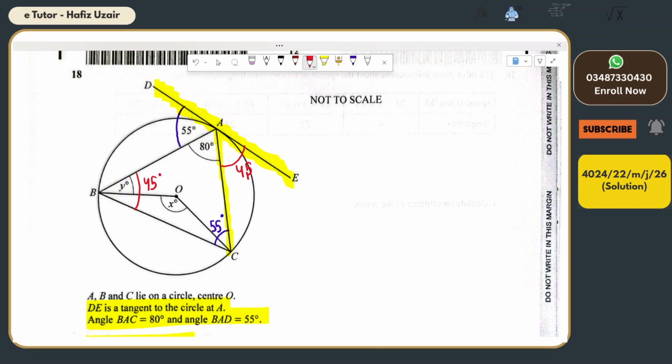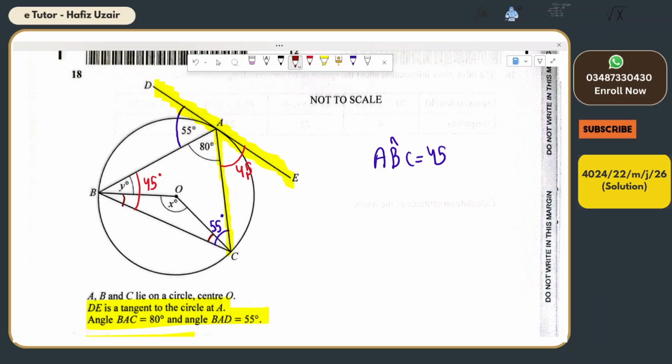All right. Now what is the name of this angle? The name of this angle is ABC. So ABC is equal to 45. Let's do the calculation over here so that we can paste it over there later on. Now, can we find out this angle?